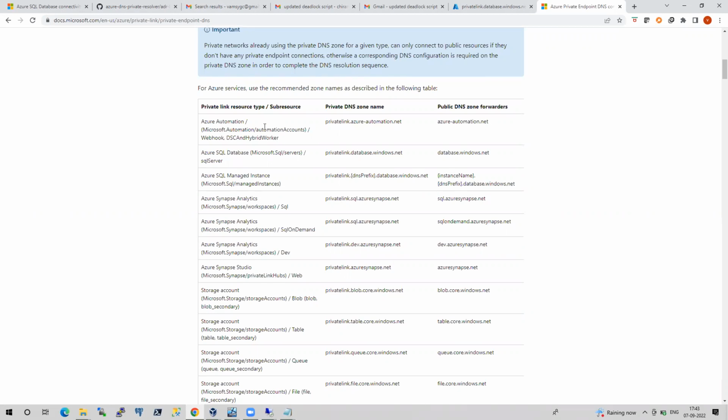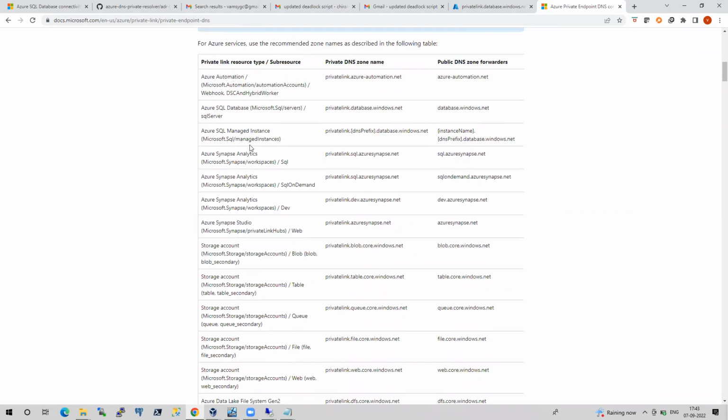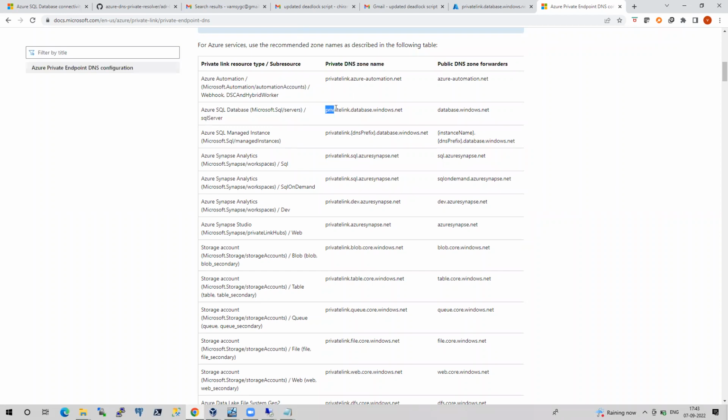Okay. So if you observe each and every resource, let's talk about SQL for a second. Okay, so let me take, where is Azure SQL? Yeah, Azure SQL. So this is my resource. What is the private DNS zone for my Azure SQL? It will be always private link dot database dot windows.net. And if I take the public DNS zones, it will be database.windows.net.